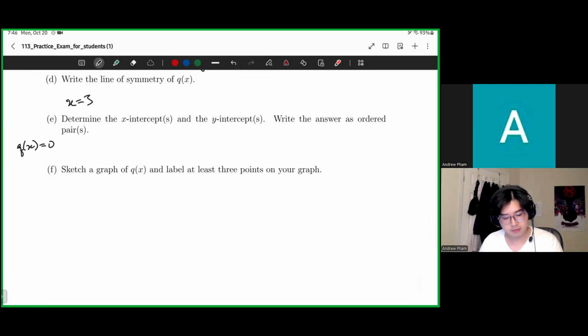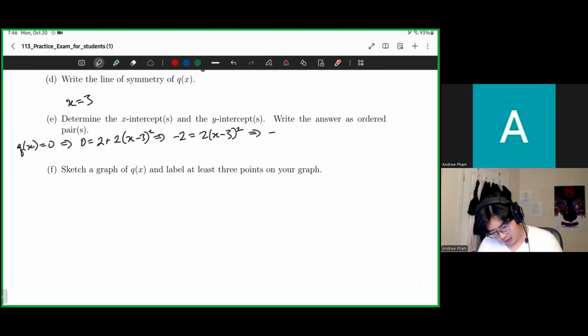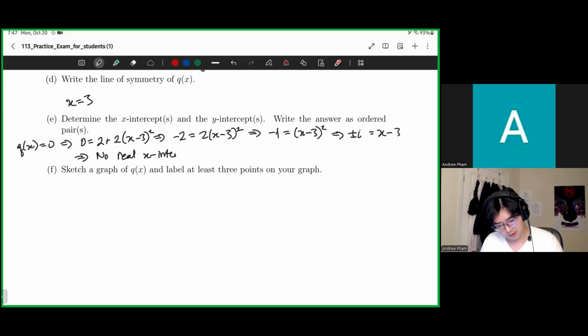Set q equal to 0. This implies that 0 is equal to 2 plus 2 times (x minus 3) squared. Or in other words, minus 2 is equal to 2 times (x minus 3) squared. If you divide by 2, you can already see that if you take the square root, you get plus or minus an i term. Here is where you should make the conclusion that there are no real x-intercepts.